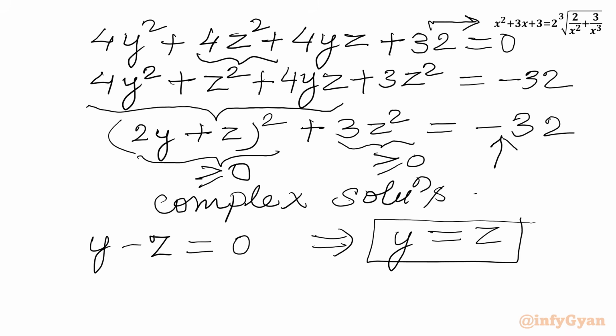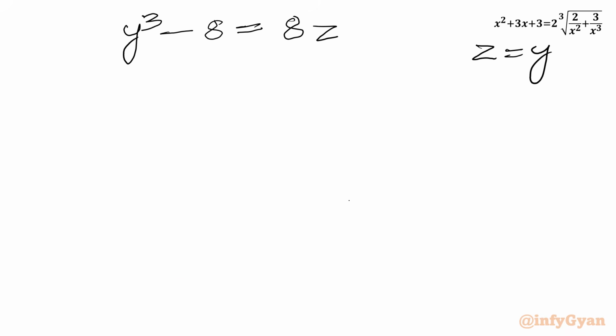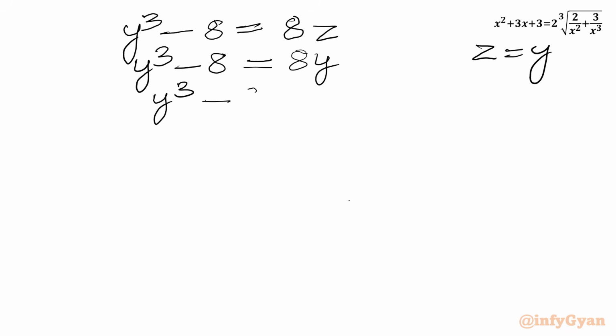Now we will write our cubic equation, then we will replace z by y or y by z. So I will write the equation y³ - 8 = 8z. Now we have z equal to y. So I will write y³ - 8 = 8y. By writing all the terms to the LHS, we will get one cubic equation, y³ - 8y - 8 = 0. Now we are going to use the rational root theorem and the synthetic division method.